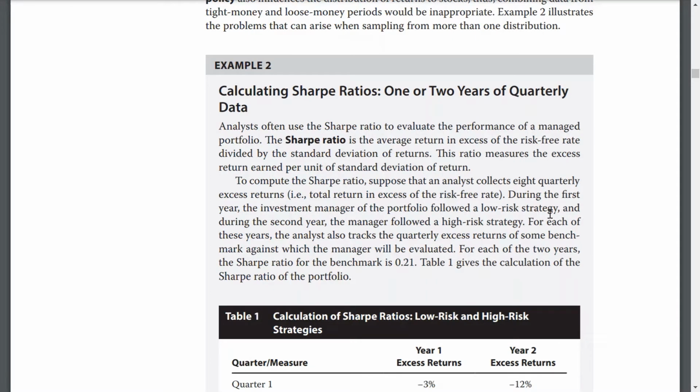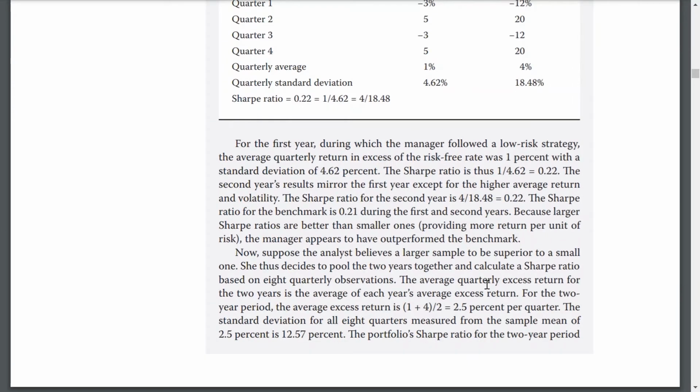During the first year, the investment manager of the portfolio followed a low-risk strategy, and during the second year, the manager followed a high-risk strategy. For each of those years, the analyst also tracked the quarterly excess returns of some benchmark against which the manager will be evaluated. So here are the quarterly returns.